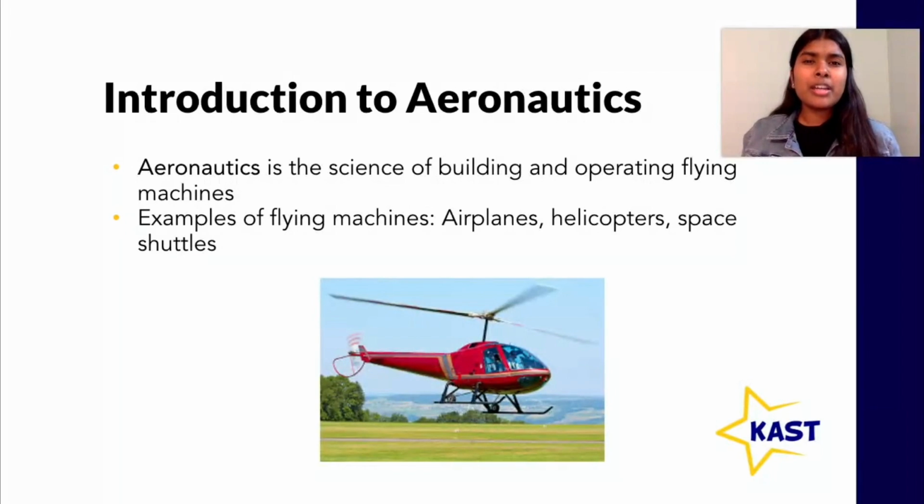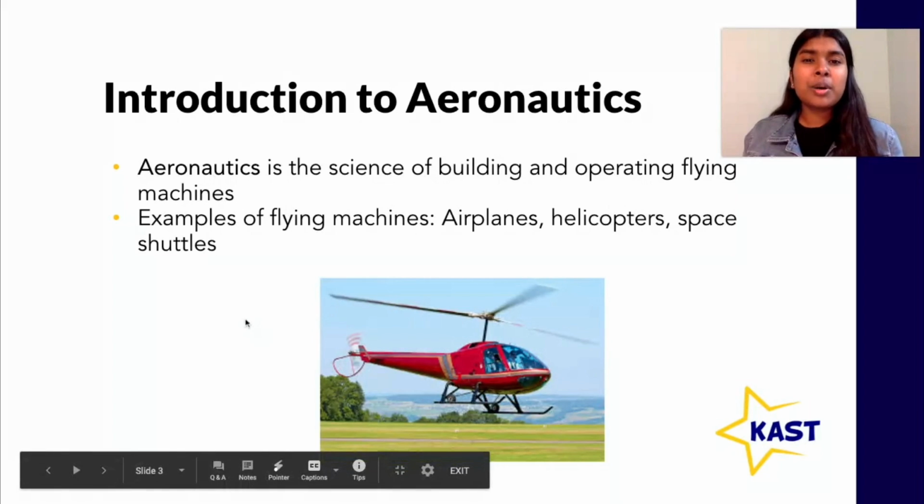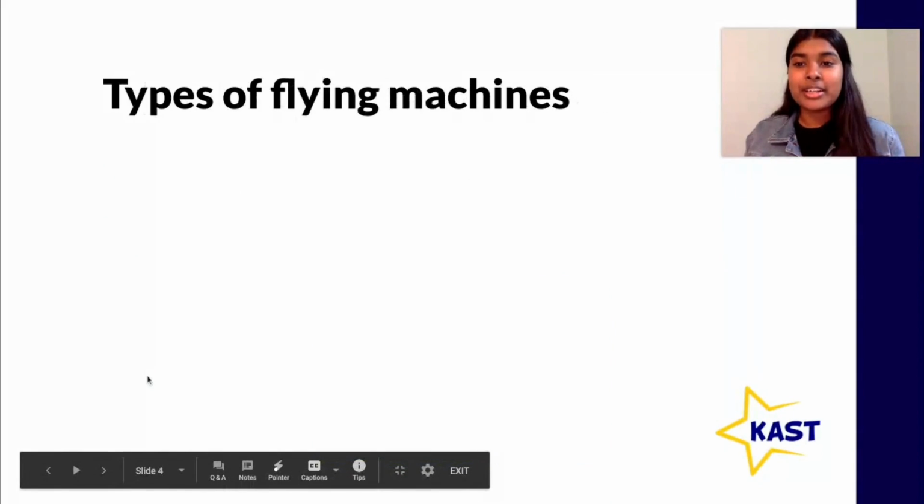But I'm sure many of you are asking, what is the history of aeronautics? It actually dates back a whole century ago to 1903 when Orville and Wilbur Wright, who are brothers, created the first ever flying machine after 4 years of design and research. In later slides, we'll talk about what type of flying machine they created.